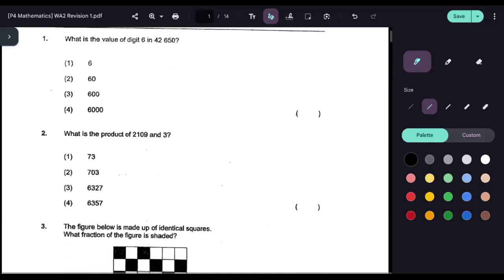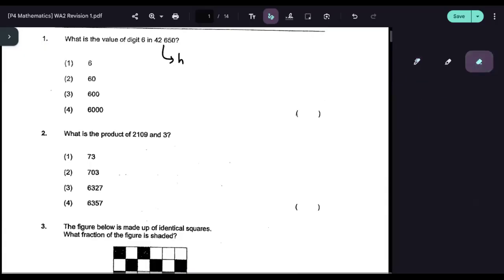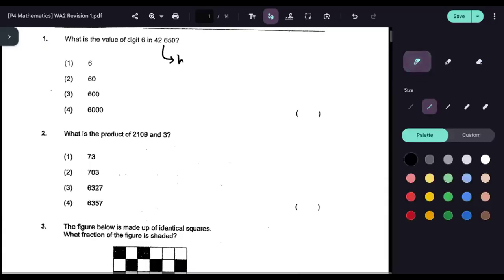Question number 1. What is the value of digit 6 in 42,650? This one, the number 6 is in the hundreds place. So if it is the hundreds place, it will be 600. All your remaining numbers from here onward will be 0. So it will be 600. Answer number 3.